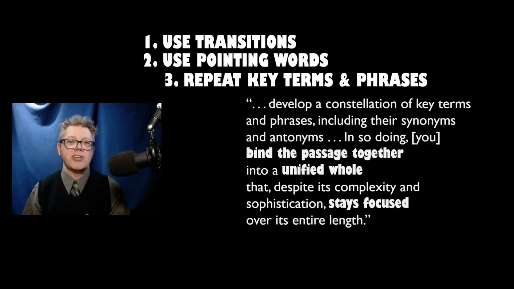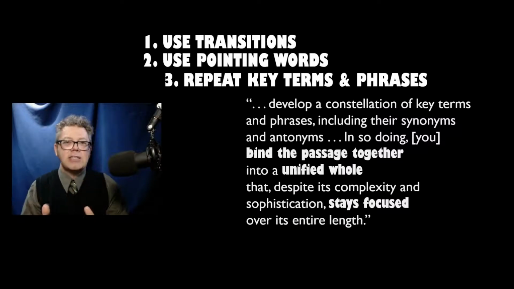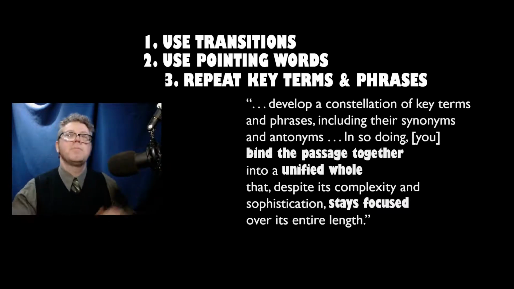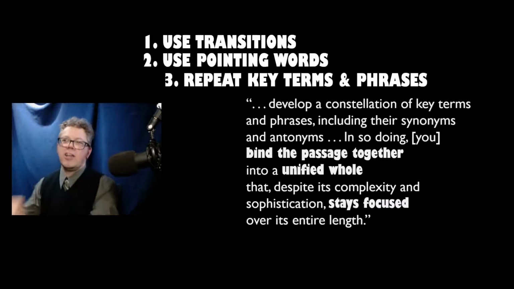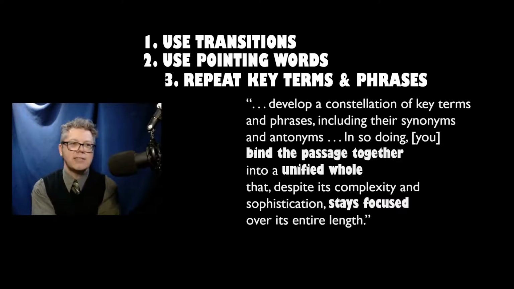Really old pulp fiction, Doc Savage in particular, written by a guy named Kenneth Robeson. He ejaculated right in the middle of the text. And you can sort of hear the tittering going on off to the side in this moment. But hey, nobody wants ejaculation on their paper, so don't do this. Use key terms and phrases. Here's Graff and Birkenstein: develop a constellation of key terms and phrases, including their synonyms and antonyms. In so doing, you bind the passage together into a unified whole that, despite its complexity and sophistication, stays focused over its entire length.